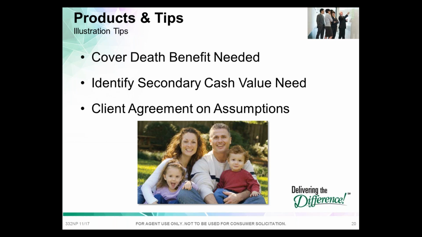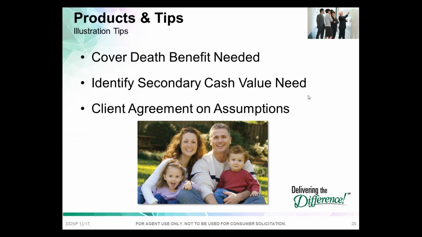Just a few tips here. I would suggest, number one, cover the death benefit needed. Wow, I see it too often where people are so focused on the cash that they minimize the death benefit to an extent that is probably not as much as there should be. And this should be first and foremost our goal, providing death benefit protection. That's what this is about. So make sure that you're not so focused on the cash that the death benefit is too low. Make sure that death benefit meets their need.